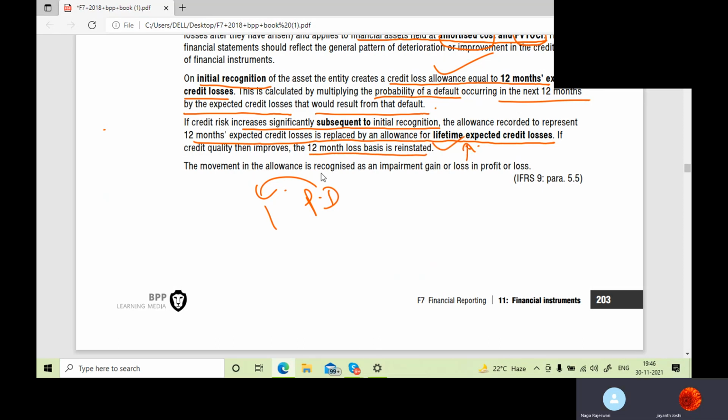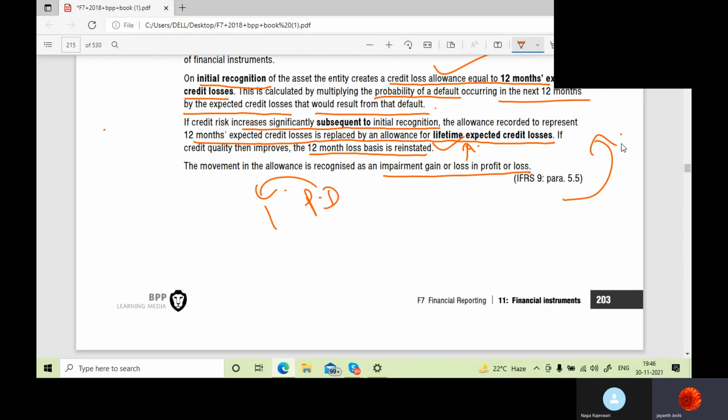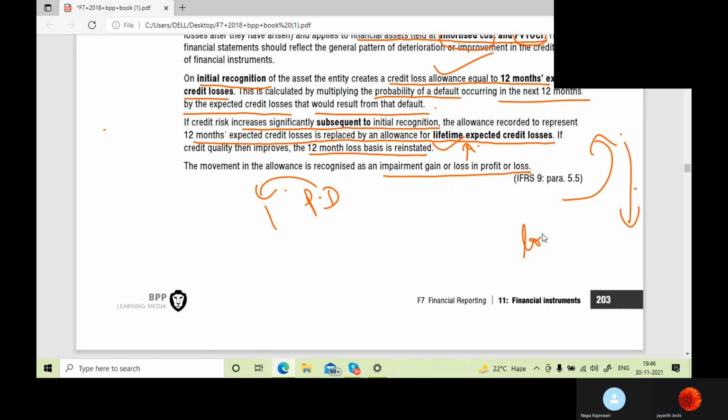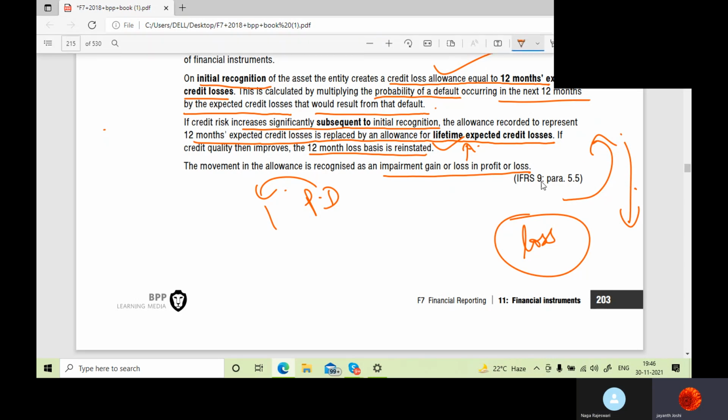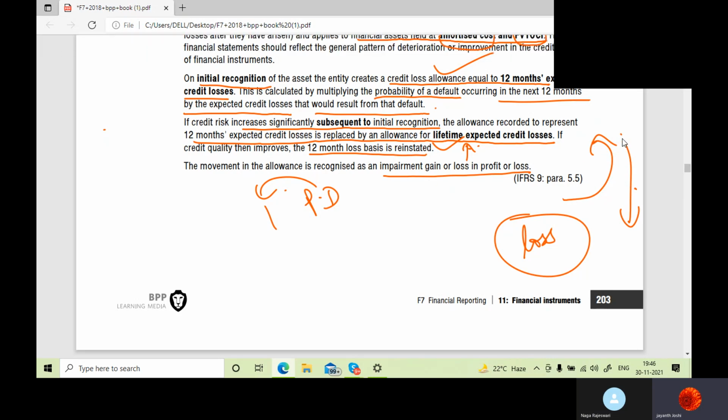The movement in the allowance is recognized as an impairment gain or loss. That means if things go well, then it's a gain. If things go down, it's a loss. So if the credit quality which has deteriorated gets reversed, it's an impairment gain. If not, then it's a loss. And you will be showing that in the P&L account. That's it.